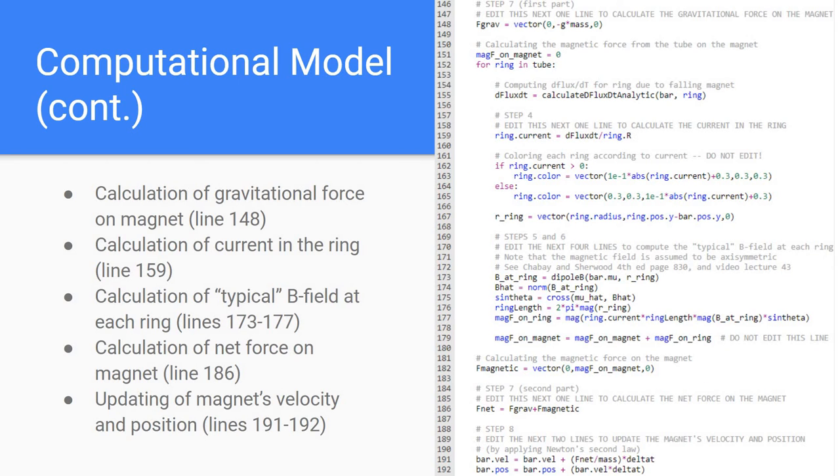As seen in line 148, we then calculated the gravitational force on the magnet. Then we calculated the current in the ring in line 159. Then we calculated the magnetic field at each ring, as shown in lines 173 through 177. Then we calculated the net force on the magnet, as shown in line 186. And finally, we updated the magnet's velocity and position in lines 191 and 192.